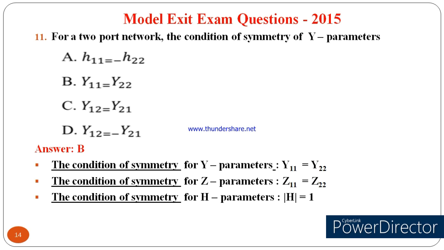The condition of symmetry for Y parameters is Y11 is equal to Y22, and the condition of symmetry for Z parameters is Z11 is equal to Z22, and the condition of symmetry for a two-port network in the case of H parameters is the determinant of H is equal to 1.